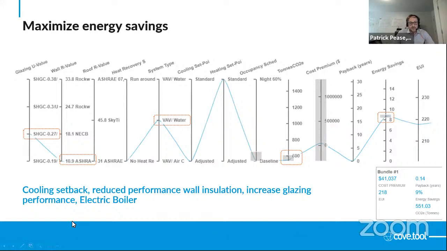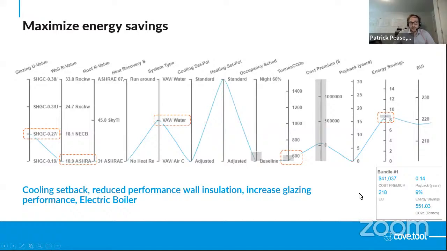And to do this, we have a cooling setback, reduced performance of that wall again, which helped on the embodied carbon side of things. We increased the glazing performance, and we actually switched to an electric boiler. So now we're all electric, which is great for our carbon emissions on site. And the cost premium for that is not much at all. So only 41,000, which for our original estimate of 7.5 million is not much at all, and allows us to get an EUI of 218.